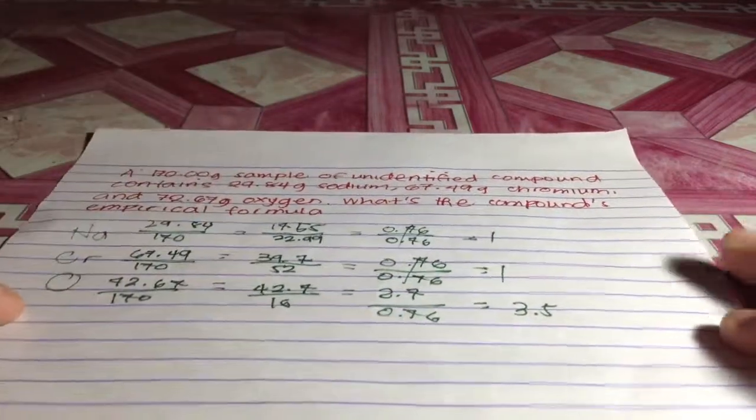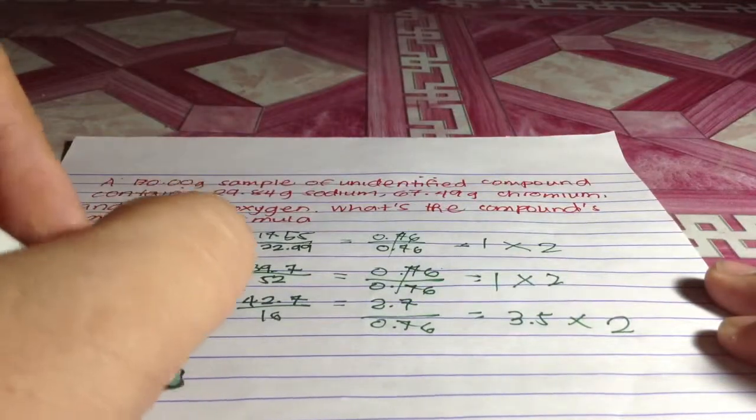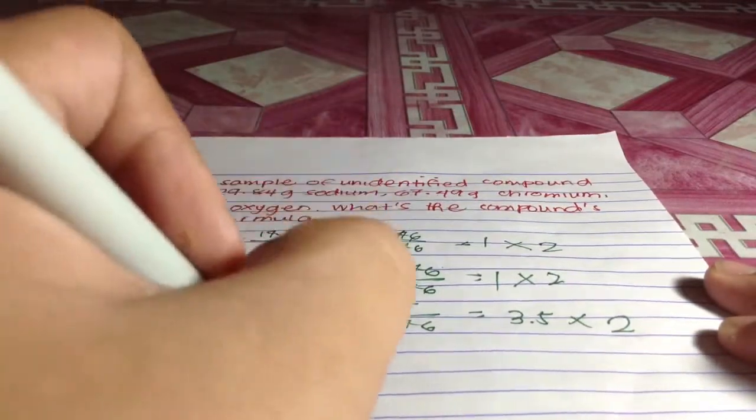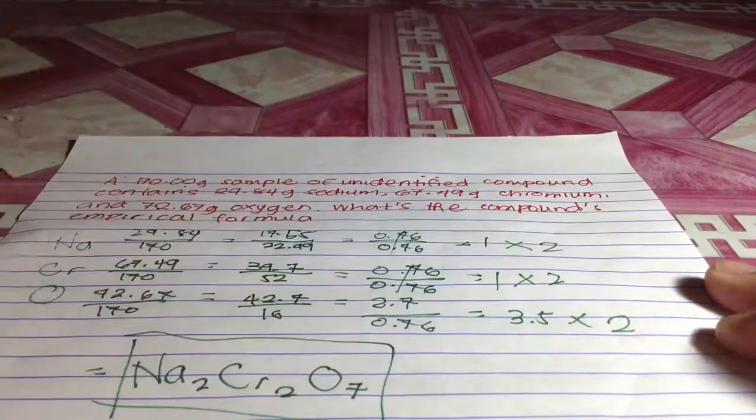It can't be 3.5, so what are you going to do? Obviously, intelligent people multiply them by 2. So now we got Na2, Cr2, and O7 as our empirical formula.